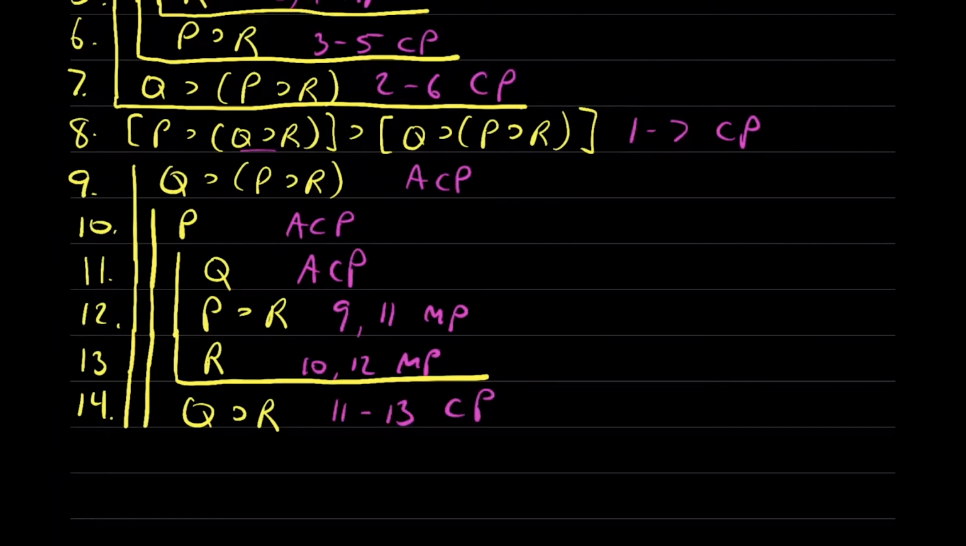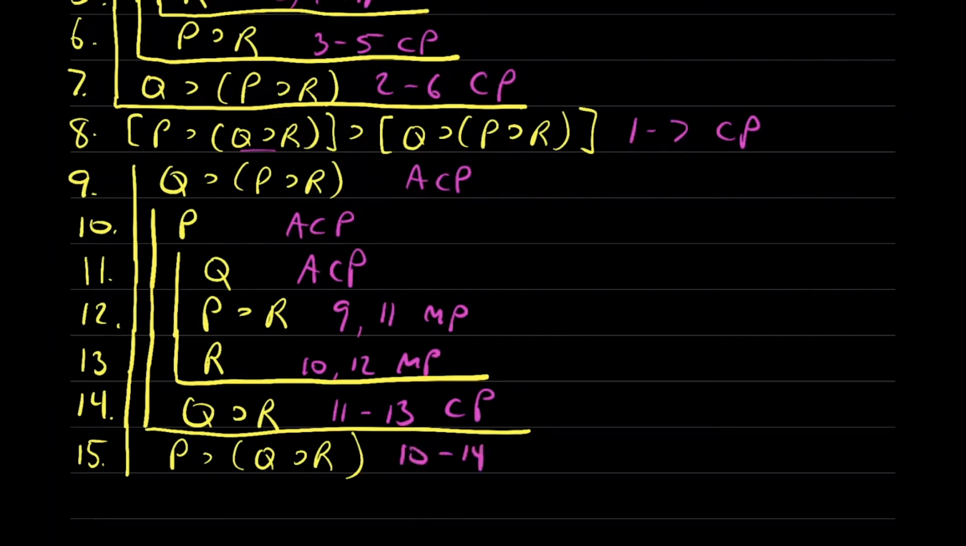Then we're going to close this one off because we've shown that if we assume P, we can get that Q implies R. So if P, then Q implies R. That's going to follow from that second sequence, starting with P on line 10, all the way through Q implies R on line 14. So 10 through 14 by conditional proof.